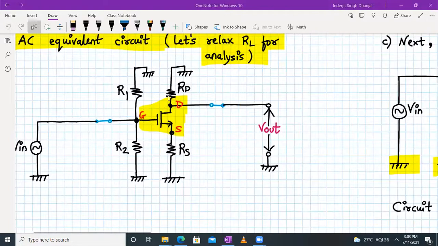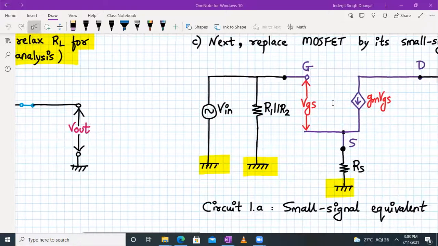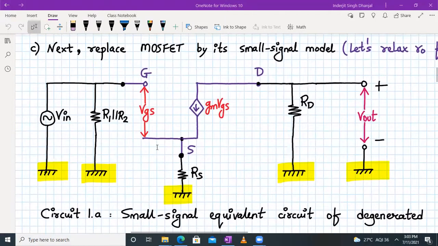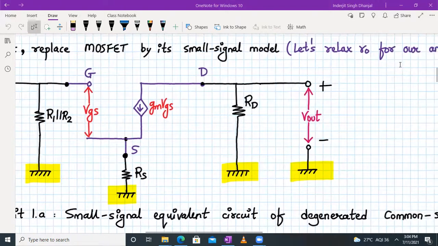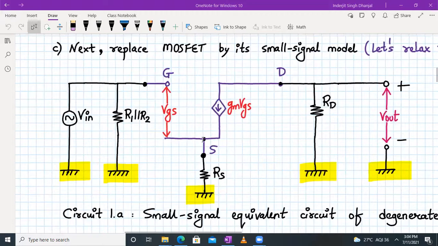Now we have to replace the MOSFET, marked in yellow, with its hybrid pi equivalent model. When we do that, we get this. We have replaced the MOSFET by its small signal model. Between gate and source we have an open circuit, with voltage VGS. Between the drain and source, we have a dependent current source, gm times VGS. And we have relaxed the RO value for our analysis. RO is the output impedance of the MOSFET model, so we have relaxed this condition.